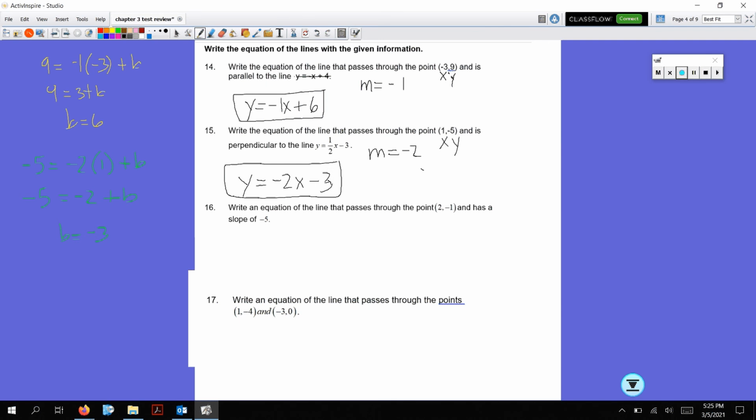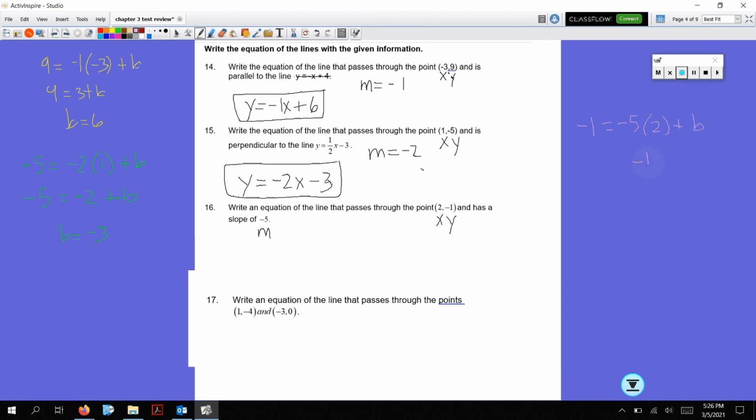has a slope of -5. How glorious is that? They already gave us the slope. This is my m. Here is my x. Here is my y. I, again, am going to plug into y equals mx plus b. I'm going to do 16 on this side, though, on the right side. So, my y was -1. -1 equals my slope, -5 times my x, 2, plus b.